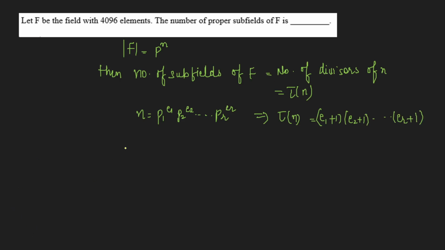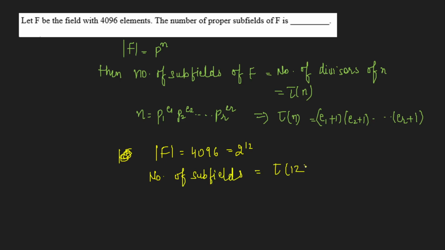So here the order of F is equal to 4096. I can write this as 2 to the power 12, right? So if I have to find the number of subfields, that would be tau of 12, right? And how would I find tau of 12? 12 is equal to 2 squared into 3, right? So tau of 12 will be (2 plus 1)(1 plus 1). So from here I'll get 6.